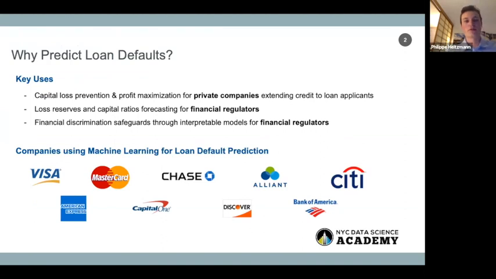So the first question, which is a fair one always, is why should we even care about predicting loan defaults? Applying machine learning to predicting loan defaults is extremely useful for private companies looking to minimize their capital losses on credit that they're extending to some of the users on their platforms. Credit card companies, banks, or credit unions are big examples of this. And of course, behind that is always trying to maximize your bottom line by predicting whether a user or a client is going to default on their loan.